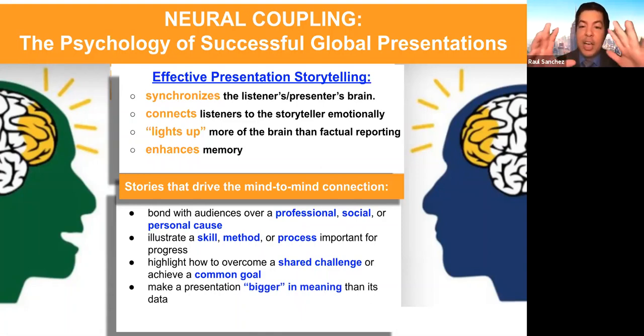The next one is to make a presentation bigger in meaning than its data. In governmental work, a lot of data that we're working with, a lot of data that we're presenting. Professor Bullock shared an article with me that I never forgot. The title was "Data Without the Human Soul is Meaningless." And this is very true. Without the human soul, right, without the human mind, data is meaningless.